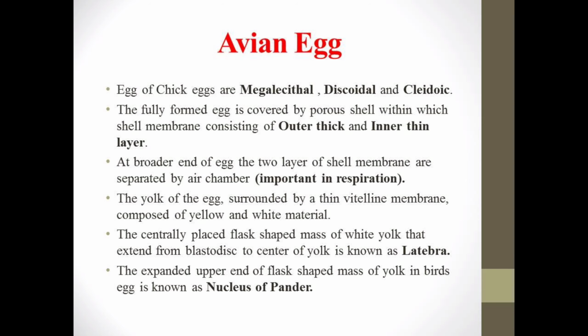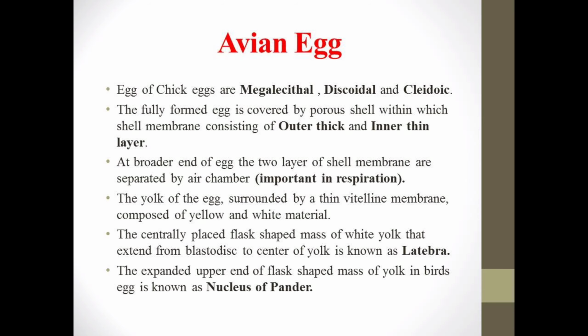Now moving forward, we will discuss the avian eggs. The eggs of birds are megalecithal, discoidal and cleidoic. Megalecithal simply means that there is a large amount of yolk present in the egg. Cleidoic simply implies that the egg is covered with the help of a hard calcareous shell. And discoidal means the egg has a small yolk-free area known as the blastodisc.